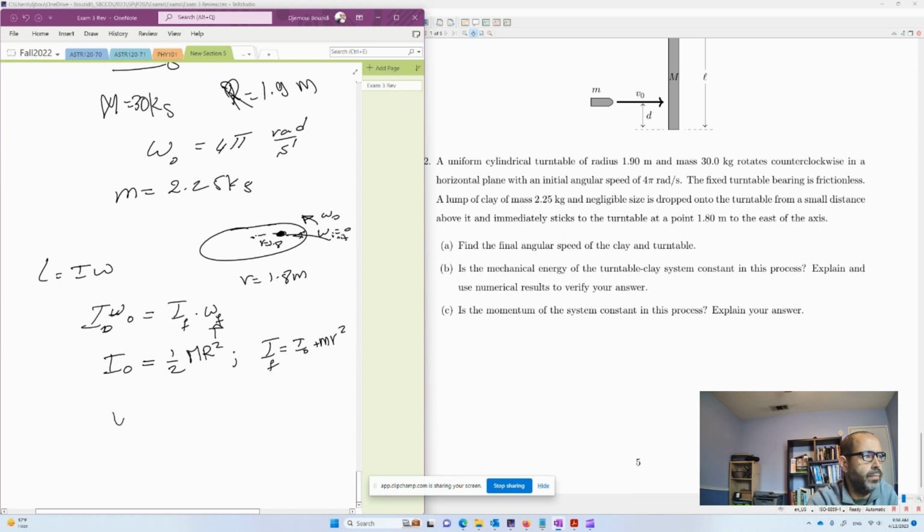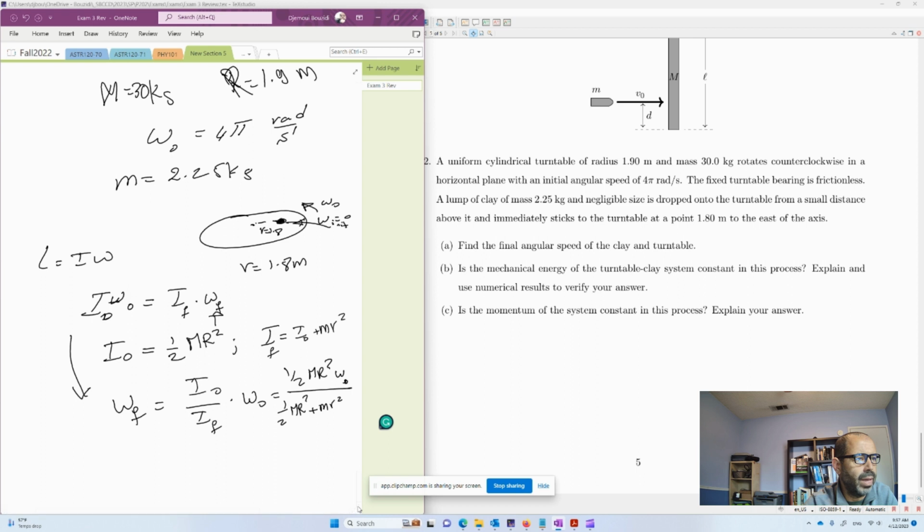And therefore, the omega f from this expression is going to be I naught over I f times omega naught. So basically, I have 1/2 of mr squared divided by 1/2 of mr squared plus mr squared, lowercase, times omega naught in this case, because that's the I naught times omega naught. If we do the math in here, usually what we do is try to make it as dimensionless as possible.